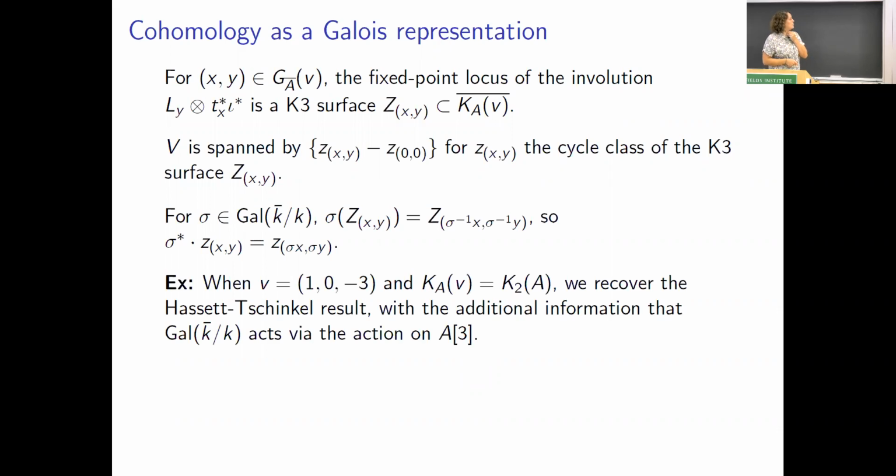Okay, and just to reiterate, if I look at this specific topological data so that I get back the generalized Kummer fourfold, then we exactly recover the Hasse-Schinkel results along with this additional information that we expected, which is that the 80-dimensional piece as a Galois representation is determined by the action of the Galois group on the 3 torsion of A.